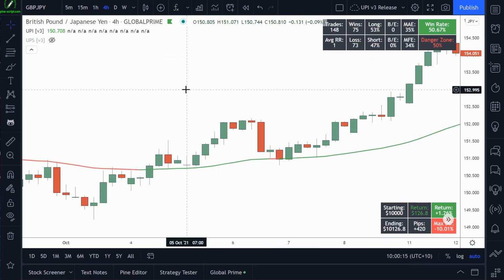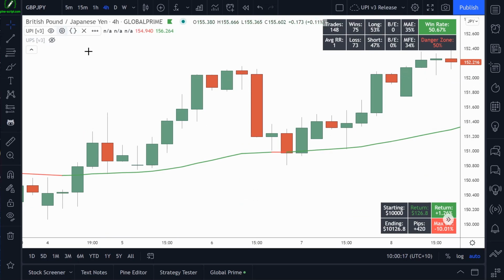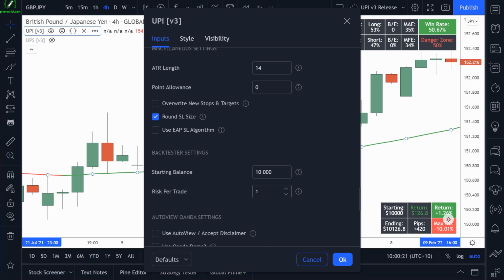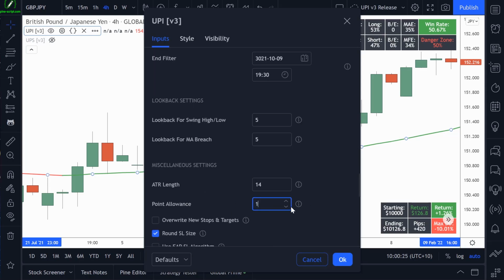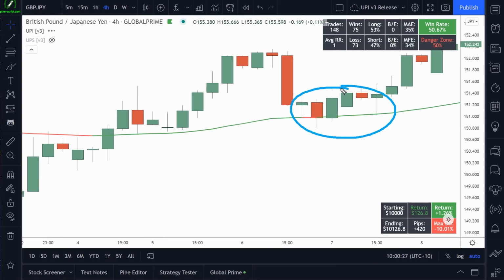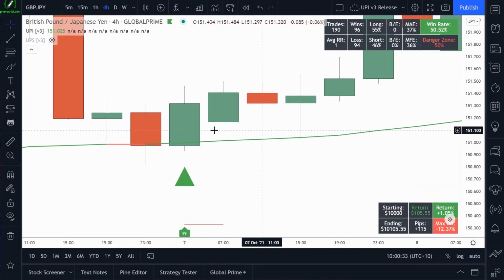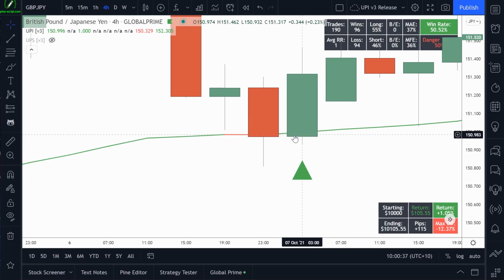And so I added this point allowance setting to the script. If we come back down to that and I set that to 1 point, this setup will now be detected. So what this setting is doing is it's allowing this engulfing candle to be considered valid even though it opened 1 point above the close. If I set that to 2 points, then it would allow a 2-point gap from the close and so on.